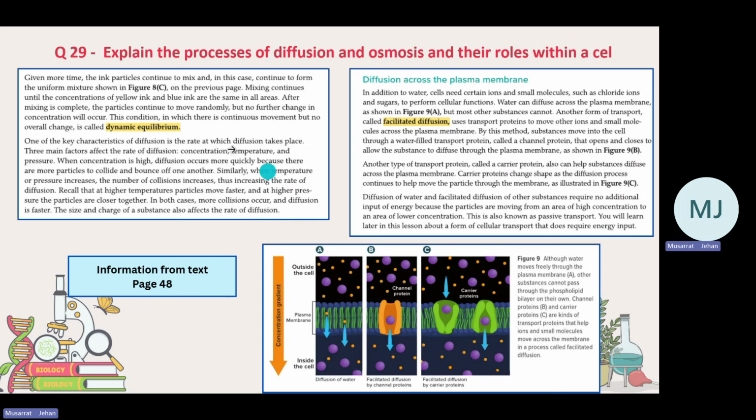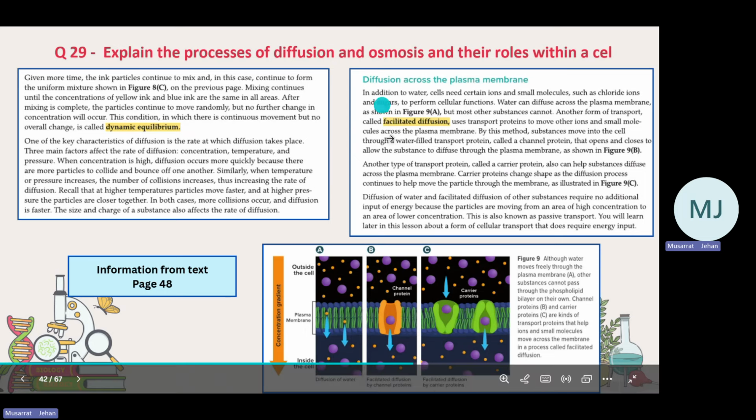Then I told you about the factors that affect diffusion: concentration, temperature, and pressure. These affect diffusion. If temperature is more, concentration is more, pressure is more, the rate of diffusion will increase. Then across the plasma membrane, I also explained in the previous part, this is facilitated when it is using protein.